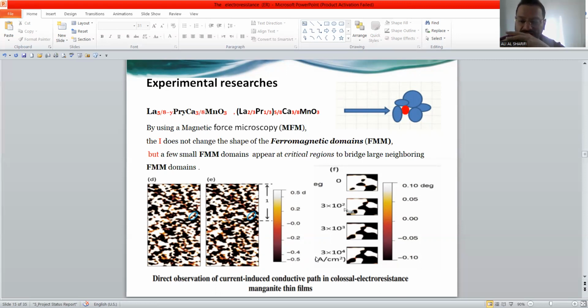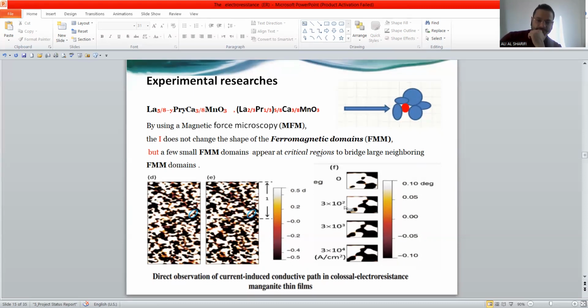What does that mean? That means the metallic properties will be stronger than the magnetic properties, because after reaching an amount of current like that, this insulating atom will act like another metallic atom.